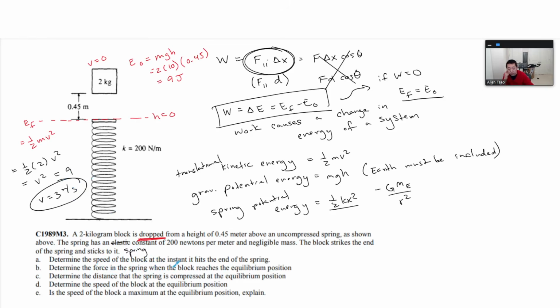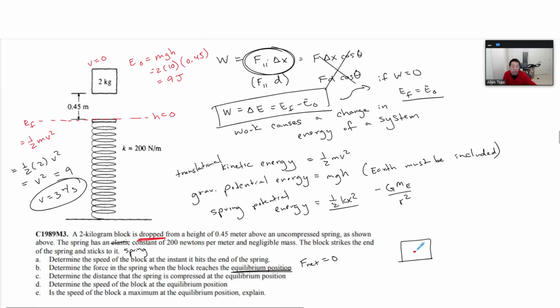Determine the force in the spring when the block reaches the equilibrium position. Okay, this is terminology you're going to do. What's equilibrium position? Equilibrium position is where the net force is 0. That's what equilibrium means. So what happens is the block is sinking and sinking and sinking, and it hits a point where the net force is 0.